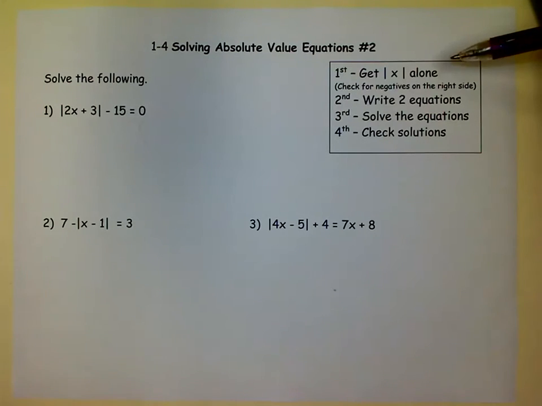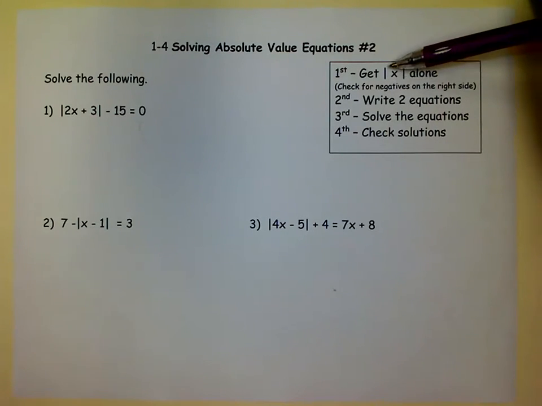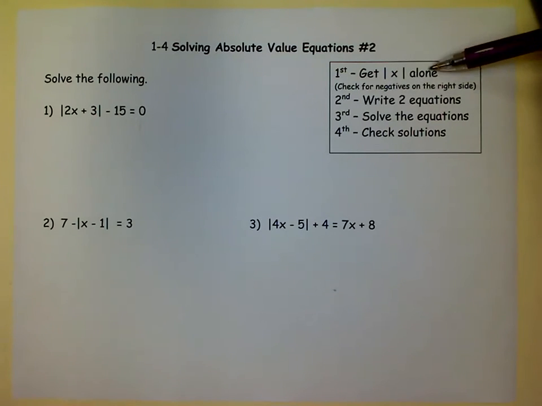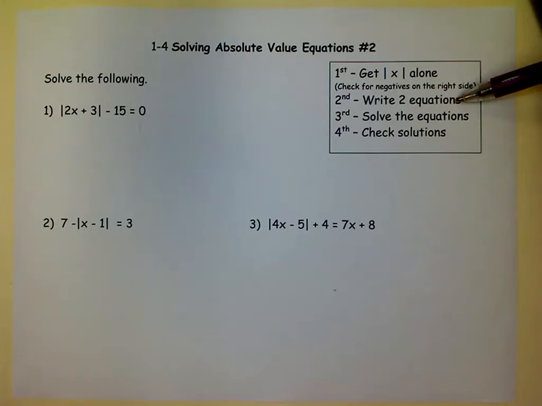Let's go over our rules again. Our first step is to get the absolute value expression alone. It might not just be an x in there. There can be other numbers in there, but we want to get that expression alone. Once we do that, we check for negatives on the right side because an absolute value cannot equal a negative number. So if that happened, we would know there was no solution. We're going to write two equations, one with the positive value of the right side, one with the negative. We're going to solve and we're going to check.